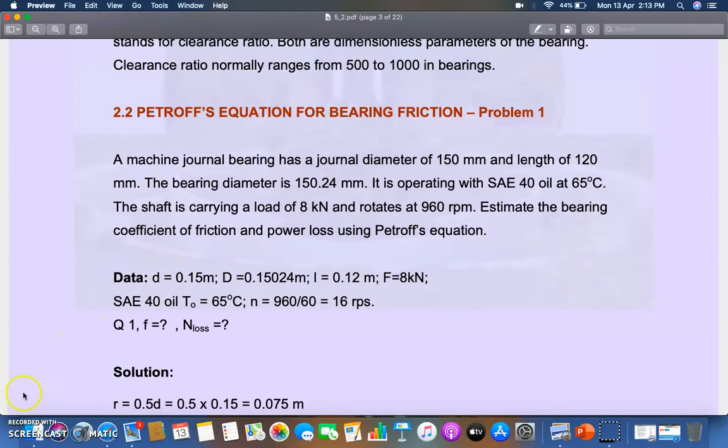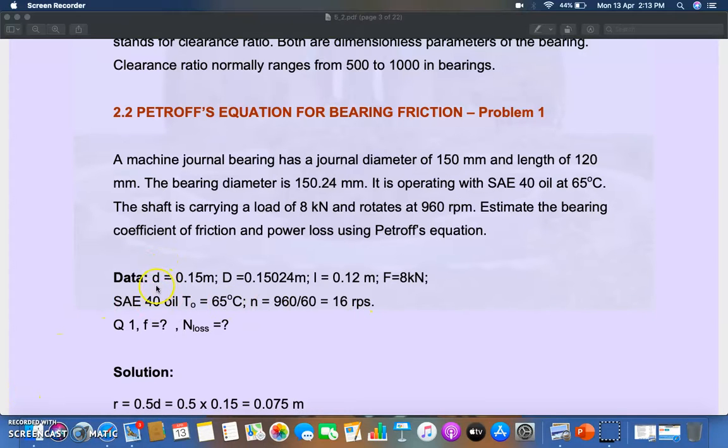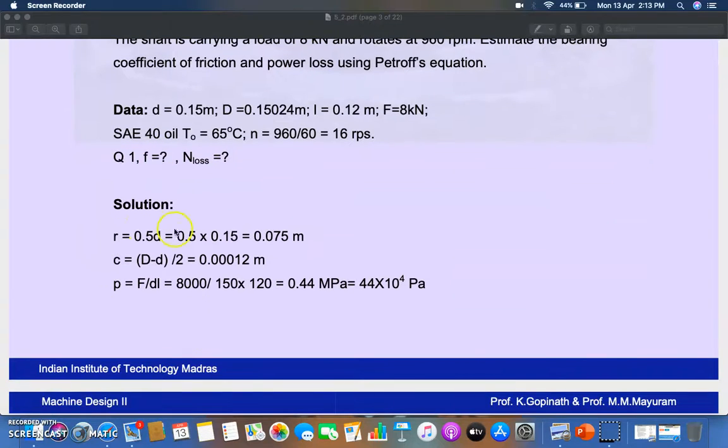So first we have to note down all the given data here, which we have quoted like this: D, small d, L is 0.12, and W is 8 kilonewton. SAE 40, the initial temperature is 65, and N in the form of RPS is 16. We have to calculate small f and the power loss. Now, as per the data, we have re-evaluated the data like this.